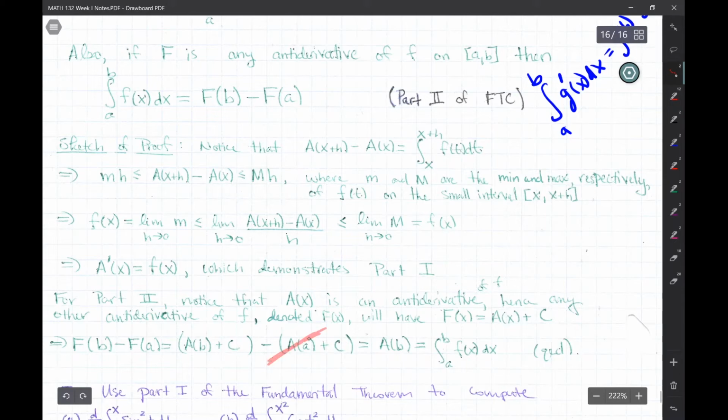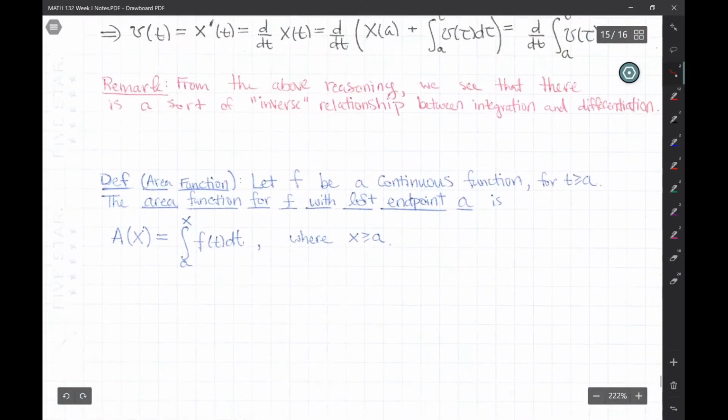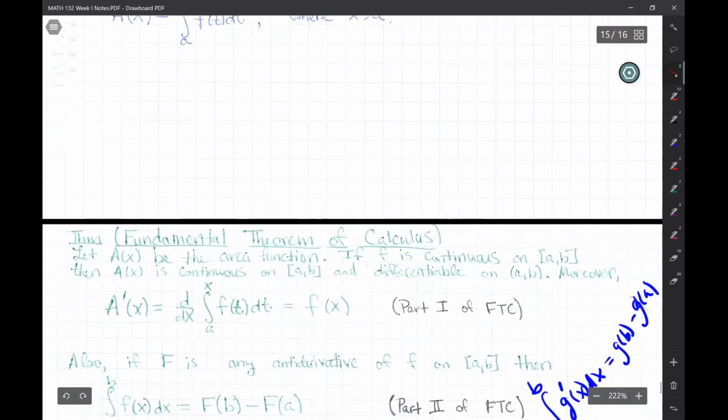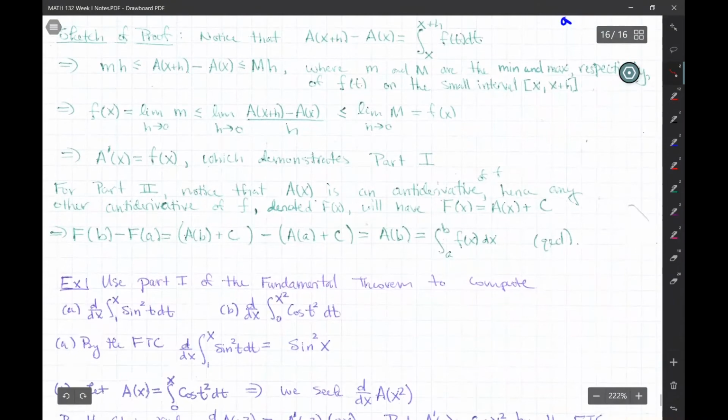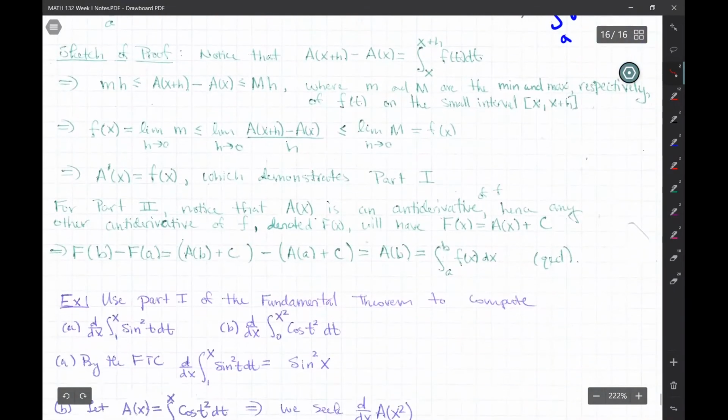But what's A at a? Well, let's take a look at our area function again. When we plug an a in there, it's just the integral from a to a. Okay, that's 0. So this is 0, this cancels, and you're left with A(b). But what is A(b)? Well, again, take a look. Now we're plugging a b in there. And so this is what we sought to demonstrate.